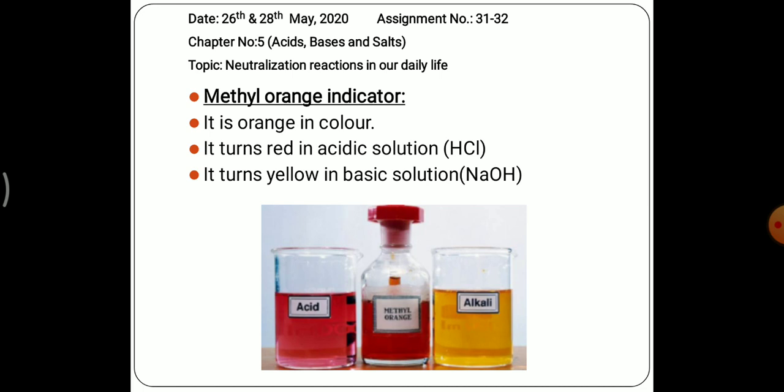So acidic solution can be hydrochloric acid, and the formula of hydrochloric acid is HCl. And in basic solution, an example can be sodium hydroxide and the formula is NaOH. Na for sodium, OH for hydroxide. I hope you are clear with this methyl orange indicator, and with the activity also I have shown you in which color it will change.